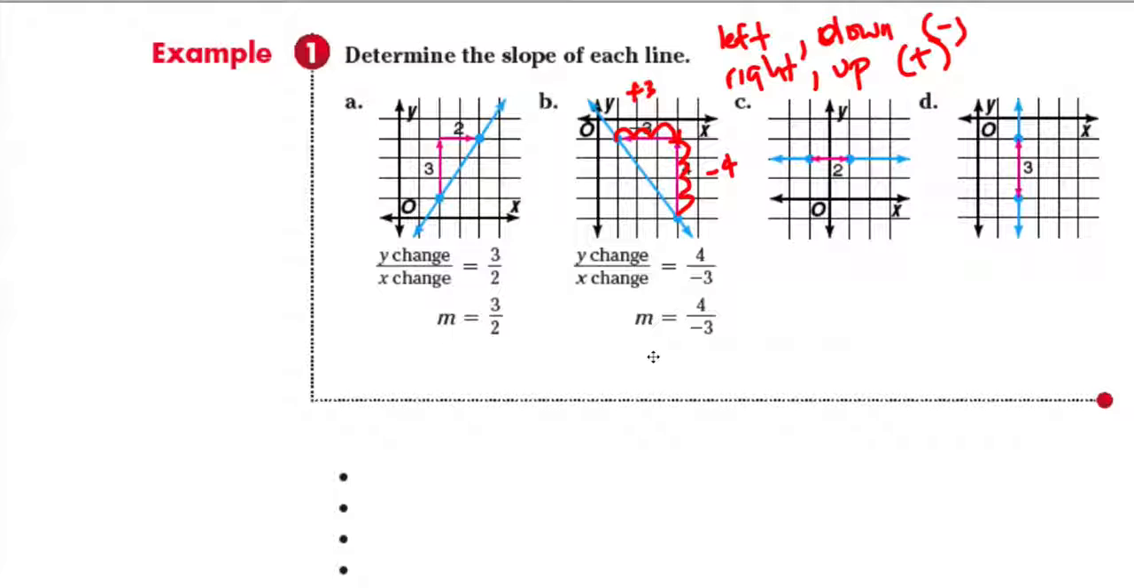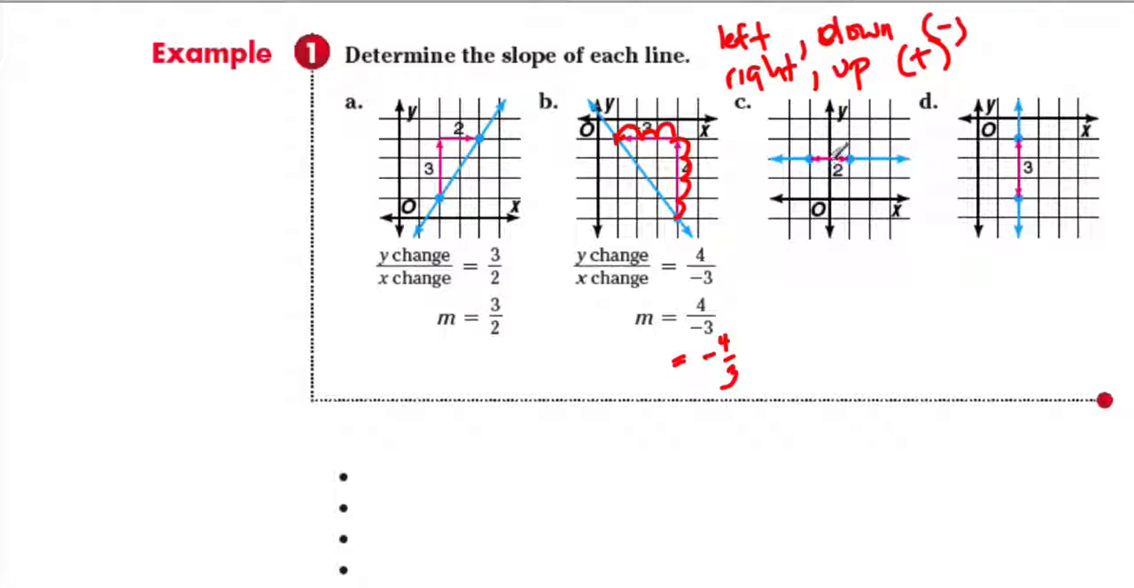or negative 3/4. Now, why is this different? Because the book did it this way. They started from the bottom, this point right here. So 1, 2, 3, 4, positive 4, going up, and then moving to the left, now you have a negative 3. So positive 4 over negative 3. But the result will still be the same. Your slope will still be equal to negative 4 over 3.